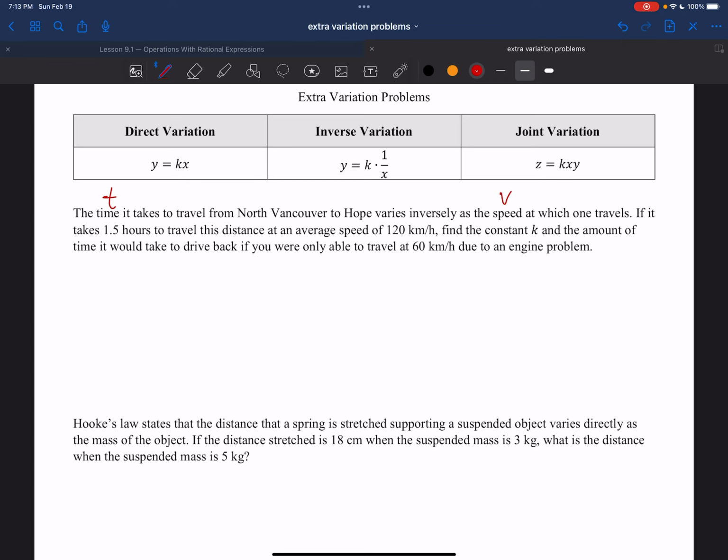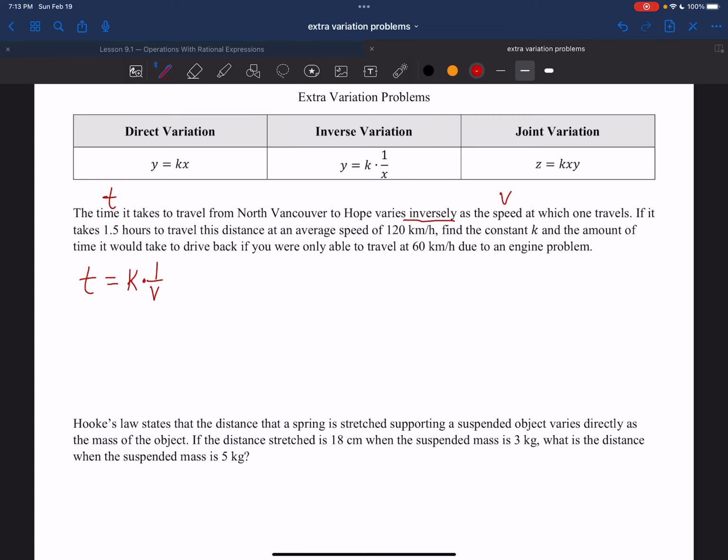So let's set up an equation. Now it says it varies inversely, so I'm going to be using y equals k times 1 over x, right? But I'm using these letters that I've chosen. So it says t, and it says varies inversely. So that means t equals some constant k times inversely with velocity or speed. So it's this 1 over x business. That's 1 over v. Okay?